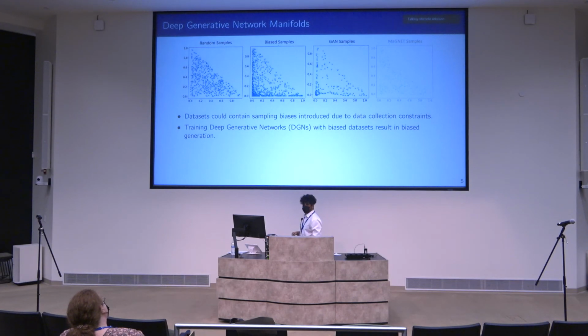And this could have catastrophic consequences in the case of fair image generation or data augmentation, or even downstream applications that depend on these generative models. Because if this generative model is biased, then downstream applications would also get biased in a sense.